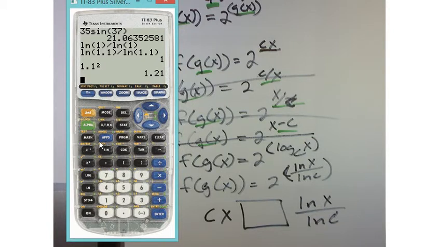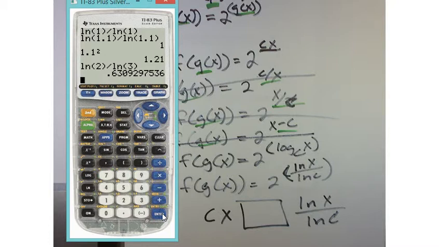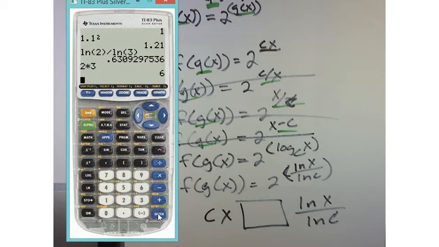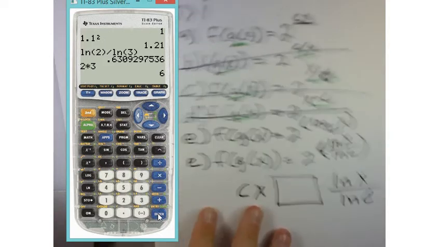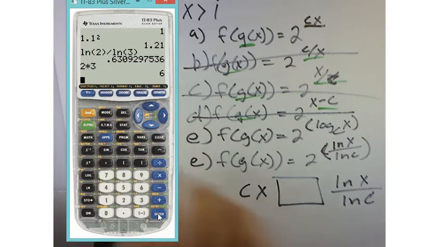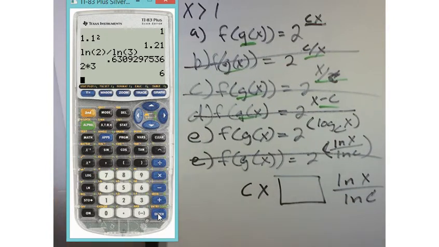Let's do it one more time though. So if I say natural log, and we'll let x equal 2, divided by the natural log of c equals 3, I'm sorry, I get this crazy decimal. But if I say 2 times 3, I get 6. So since this is an all or nothing type of deal, I've just plugged in 2 values for c and x, and I got a larger value for A than I did for option E. So my final answer would be A.